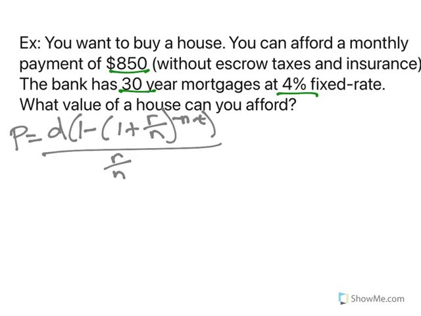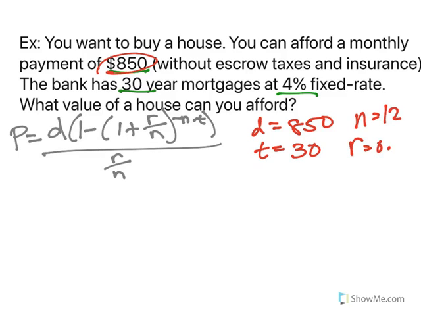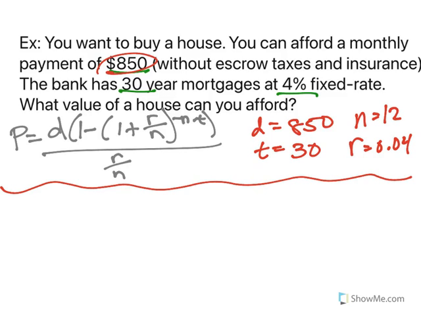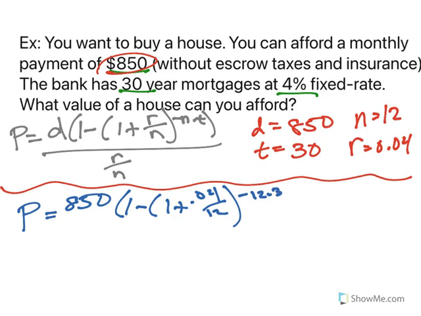Now again, we know our house payment. That's D. D is $850. My time is 30. Again, this is a house payment, so N is 12, and my rate is 4%, which is 0.04. So let's plug in what we know. Now I'm trying to find P, the value of the house I can afford. So I'm going to take 850 times 1 minus 1 plus 0.04 over 12 raised to the negative 12 times 30 power, all over 0.04 divided by 12.